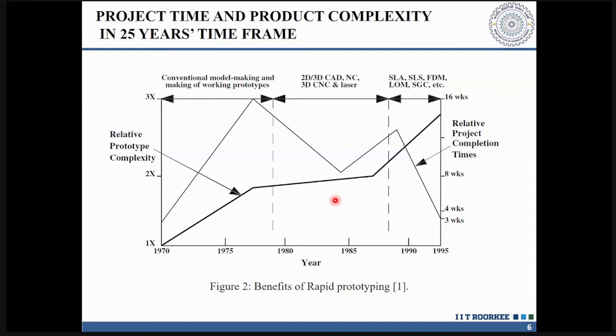So as time passed from the 70s to 95 to the present 2020, you can see that the relative product complexity has increased manyfold. And this is the relative product complexity from the 70s to 1995. You can see that the products are becoming smaller and smaller, and manufacturing a prototype of that is very, very costly. So that cannot be done.